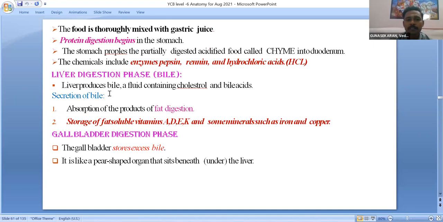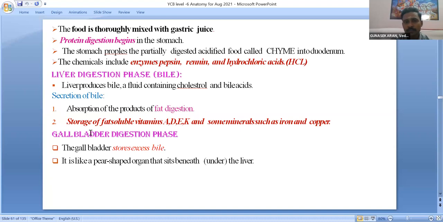The liver produces the bile and keeps it in the bile bag, that is the gallbladder. This fluid contains cholesterol and bile acids, and it supports fat digestion. If we consume fatty food, the fat needs to become soluble, along with minerals and vitamins. The fat soluble vitamins are A, D, E, K. These are possible with the support of the liver and gallbladder. Water soluble, no problem.